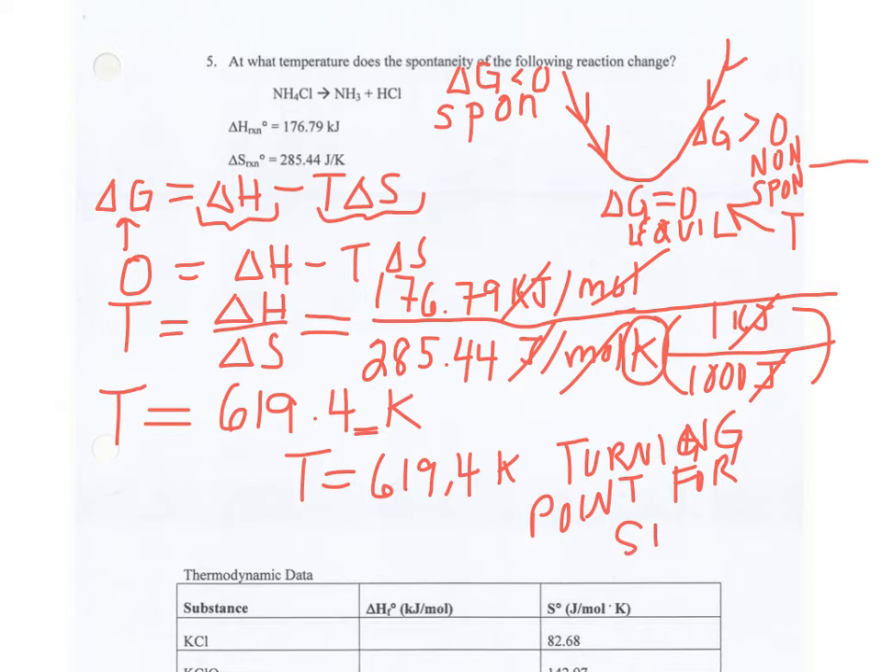For spontaneity. And if you want to check to see how this affects it, pick a temperature of 200, substitute in, see what delta G is, and then pick a temperature, say, of 1,000. Go ahead, put that into your equation and see what delta G is, and you should see that the spontaneity of the reaction changes when you go from something below 619.4 to something above 619.4.